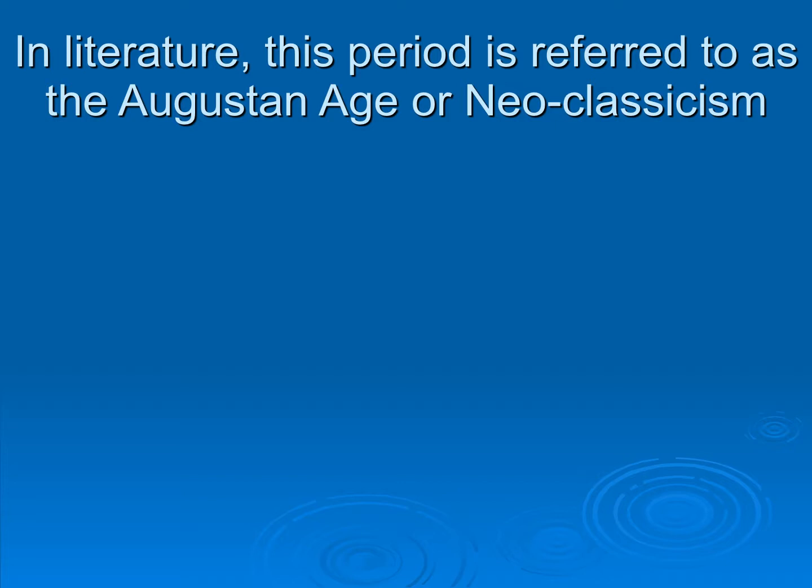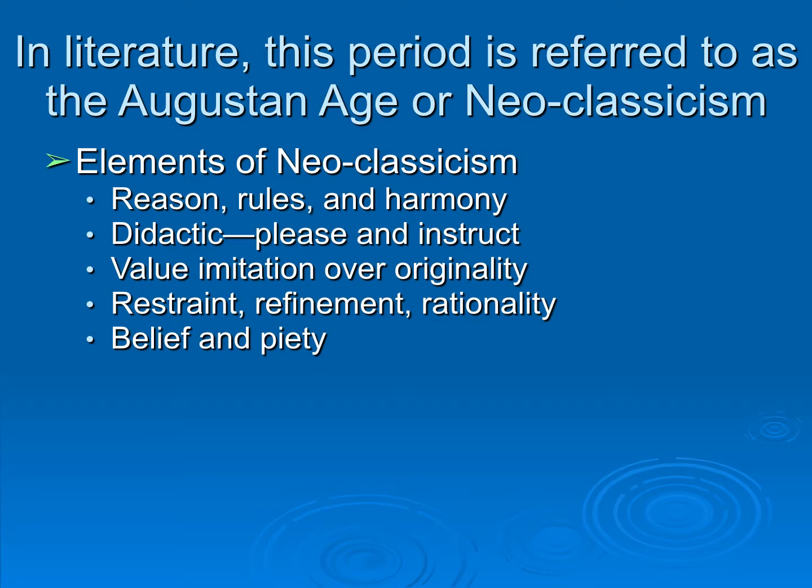In literature, it's not just philosophy, it's not just history, it's not just political science. This period is referred to as the Augustan Age or Neoclassicism. So there are like 3 names for this period, depending on what you're talking about: the Enlightenment, the Augustan Age, or Neoclassicism. Each one is probably fine. Elements of neoclassicism in literature are very different than what we are probably used to thinking about.